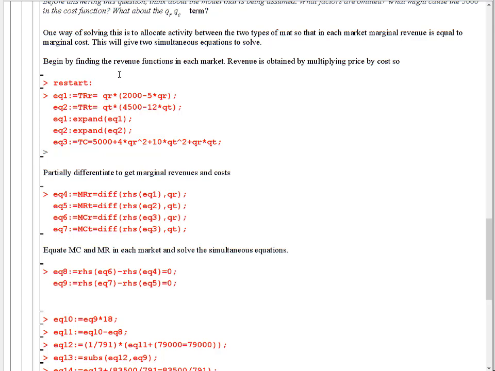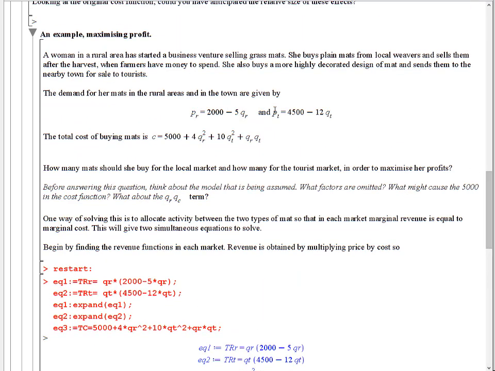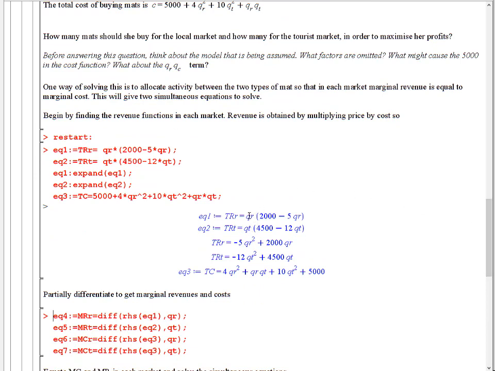So first of all, we need a revenue function, and revenue is price times quantity. So just restart this and define the function we have already. So total revenue is the price in the rural market from up here, and the price in the town market or tourist markets, multiplied by the quantities in each market. Then this is expanding out. Just notice there's a command here that will do that. And then the total cost is what we already have.